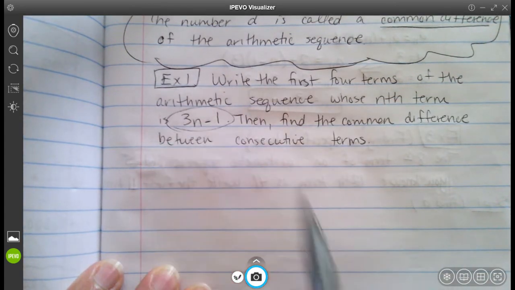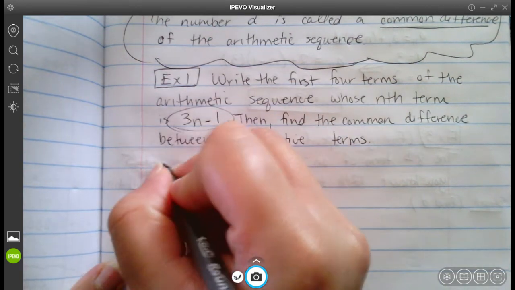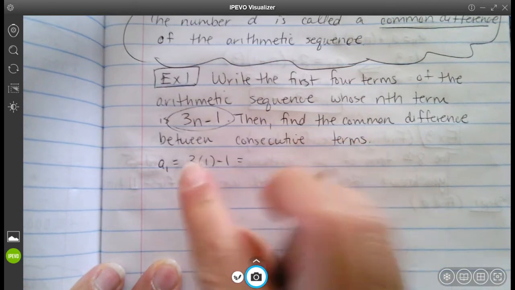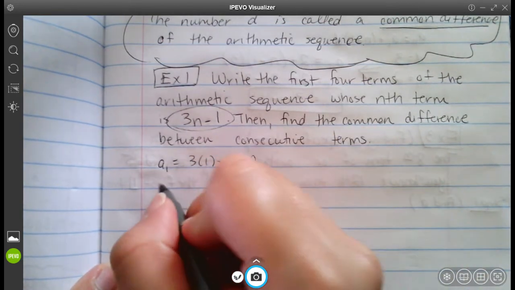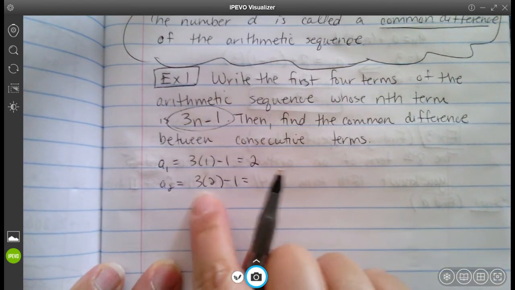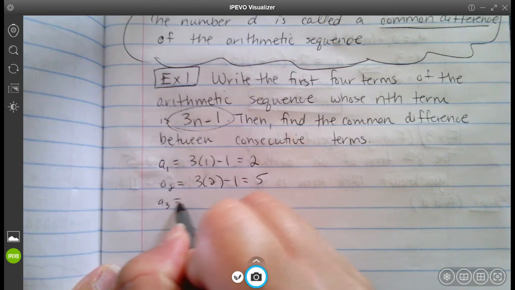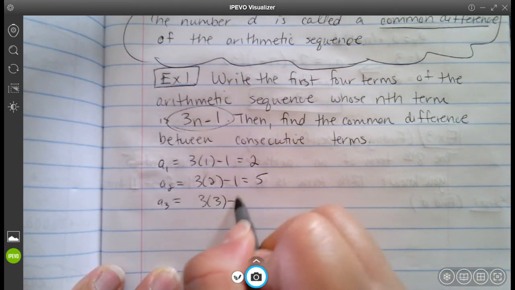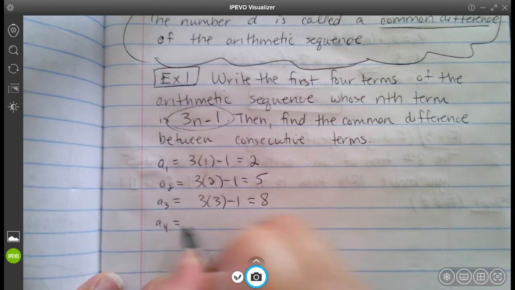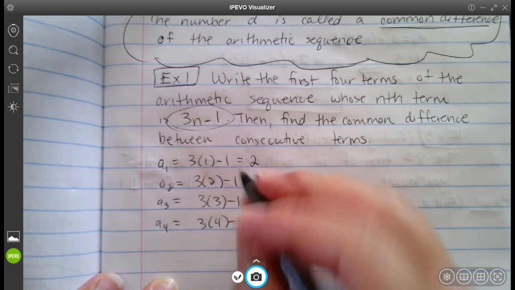So this is my expression, and we're just going to plug in the first 4 terms. A sub 1 would be 3 times 1 minus 1. 3 minus 1 is 2. A sub 2 is 3 times 2 minus 1. 3 times 2 is 6, minus 1 is 5. A sub 3 is 3 times 3 minus 1. 9 minus 1 is 8. And then a sub 4 is 3 times 4 minus 1, which is 12 minus 1 is 11.